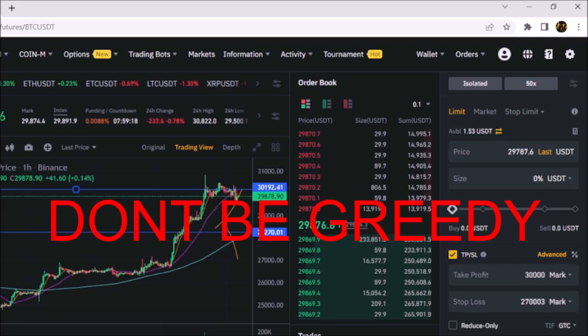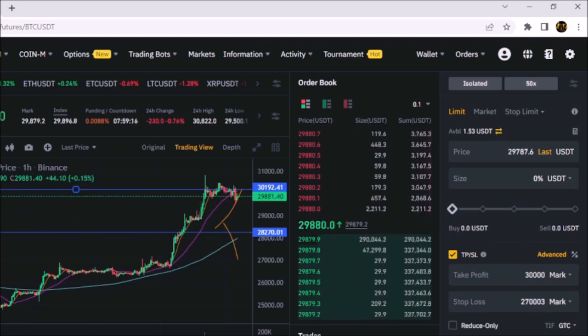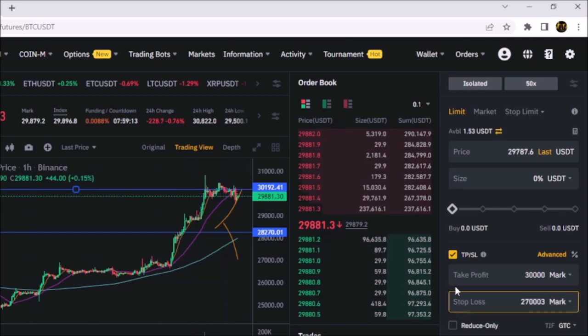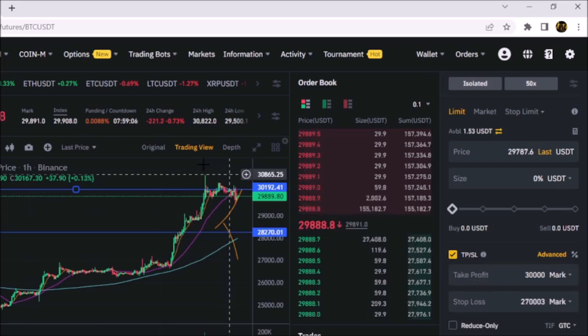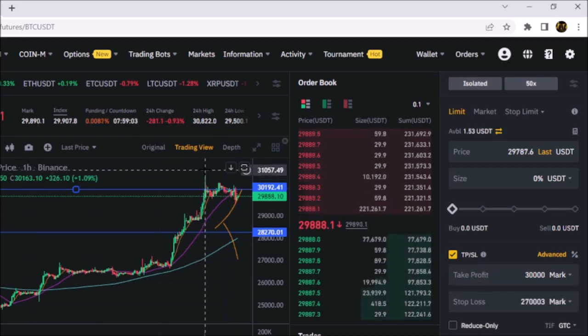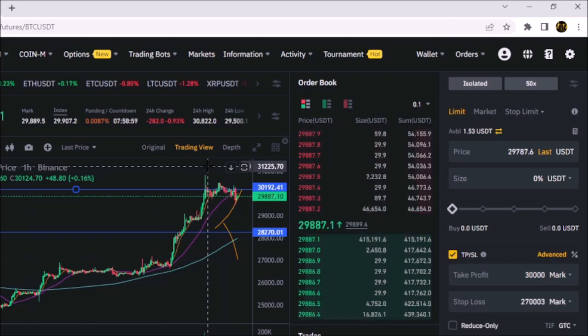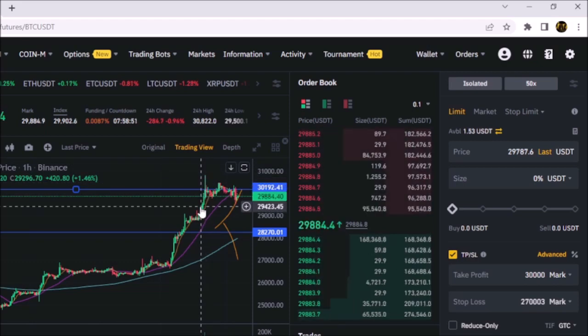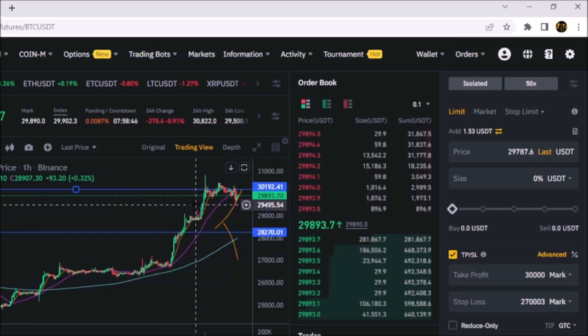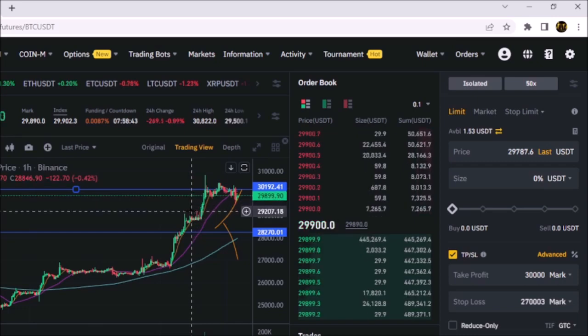Another thing, don't be greedy. In most cases, you can predict that maybe you're going to go to 30K. When it reaches there, then you change the take profit. You say maybe it will go up to 32. When it reaches there, you say maybe it will go to 35. And it doesn't reach there and it starts to come down. In most cases, people pretend that it will come back. It will come back until you lose the whole amount, even the profits that you had made. So always don't be greedy.